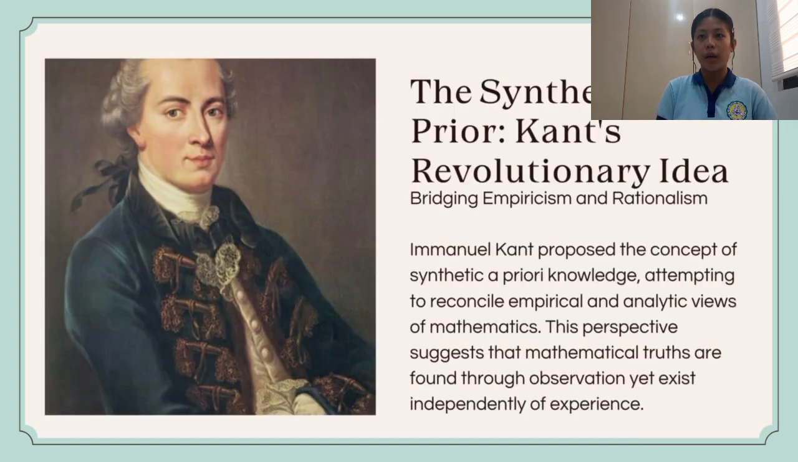Lastly, the synthetic a priori, Kant's revolutionary idea. If we decide that math is neither empirical nor analytic, we might conclude that it is therefore synthetic a priori, the knowledge that is found to be true through observation yet exists independently of experience. This view is attributed to German philosopher Immanuel Kant, 1724 to 1804, but it's not really different to the viewpoint of Euclid. Kant argued that mathematical knowledge relies on intuitions of space and time, which are fundamental to human cognition. This view explains how we can have certain knowledge of mathematical truths without direct empirical evidence.